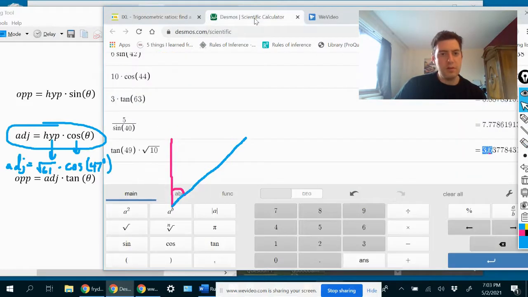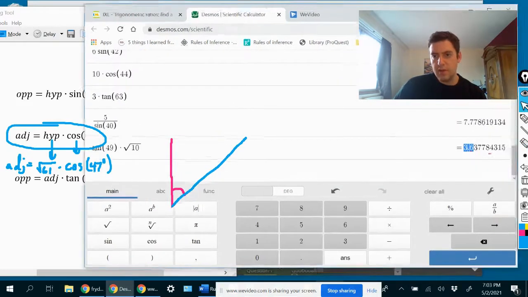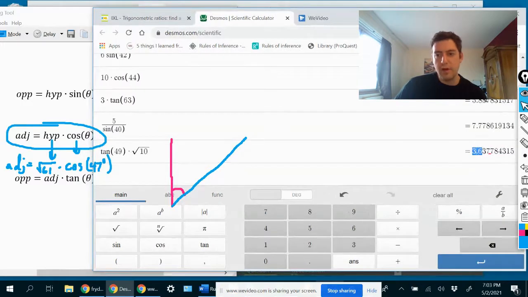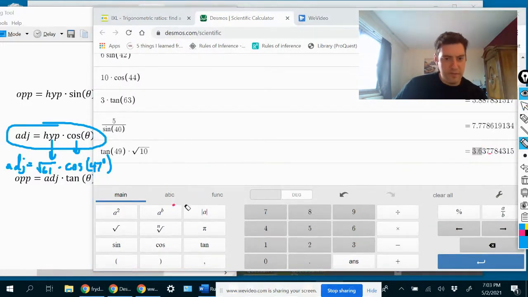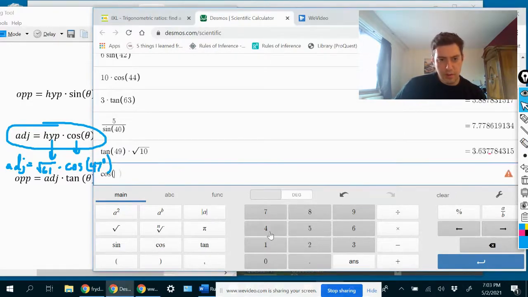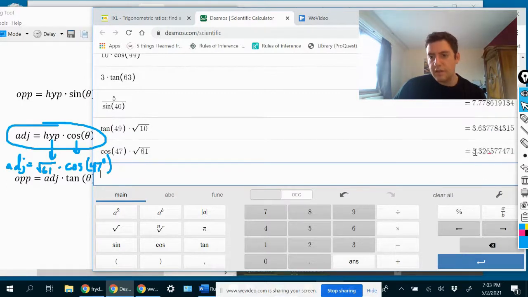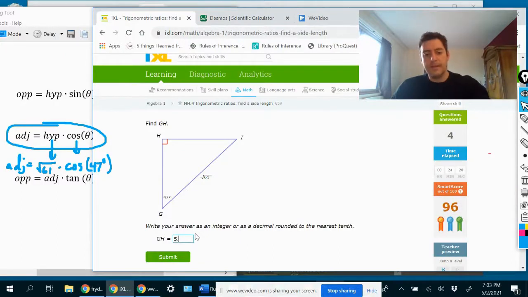So I don't end up with the same problem I had before, I'm going to type in the cosine of 47 degrees first, and remember to put it in parentheses. Okay, I did it already. I don't know why I didn't do it before. Times the square root of 61. There. So 5.3 rounded to the nearest 10th.